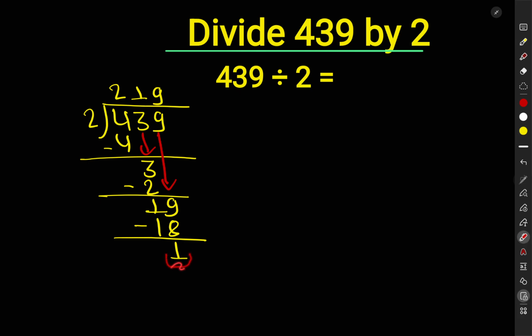So now this 1 is less than 2 and there is no other number beside. So we put here a decimal so that we take 0. So it is 10 and 2 times 5 is 10. On subtracting it is 0. So 439 divided by 2 is 219 decimal 5.